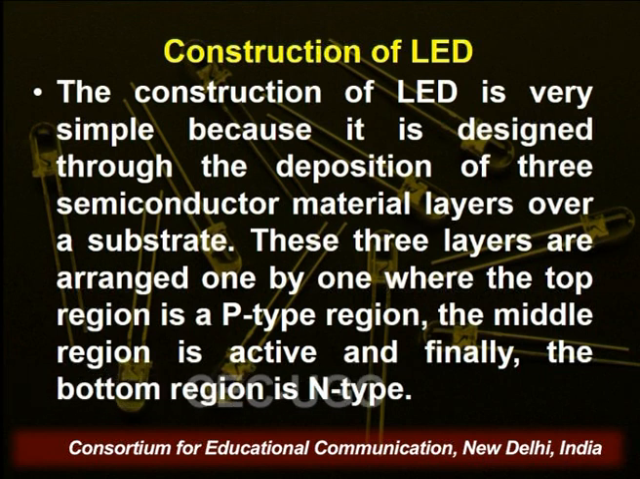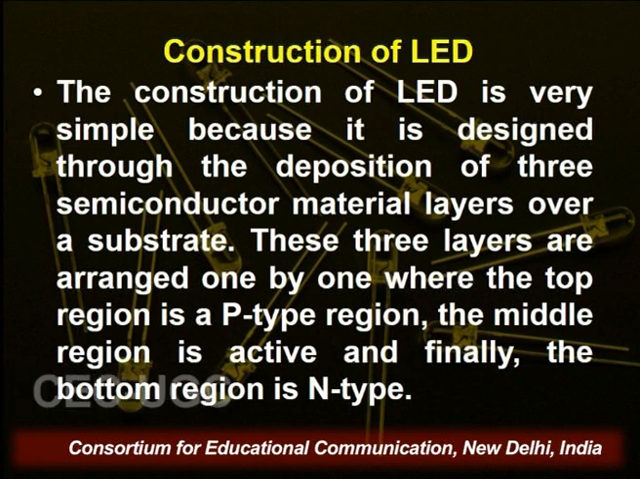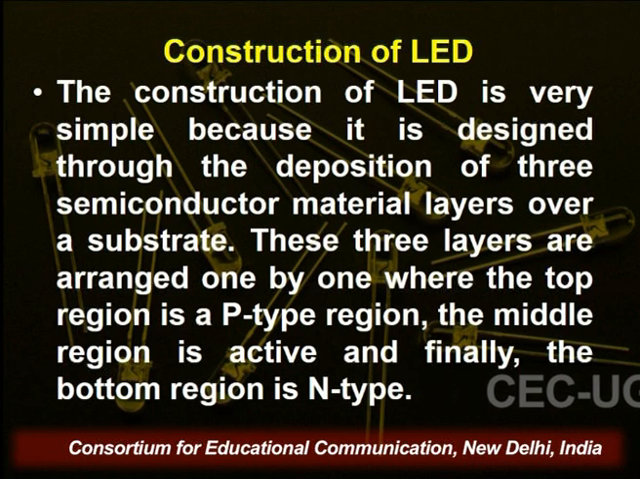These three layers are arranged one by one, where the top region is a p type region, the middle region is the active region, and the final, bottom region is the n type. So we require the p region, then the active region, then the n region. The three regions of the semiconductor material can be observed in the construction: the p region includes the holes and the n region includes the electrons, while the active region includes both holes and electrons, that is, the recombination region.